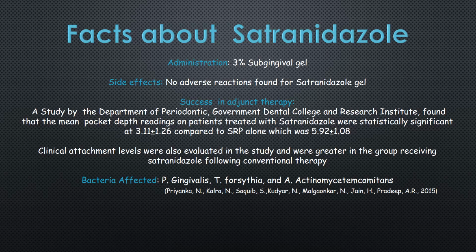Satronidazole is administered in a 3% subgingival gel. No adverse reactions have been found for satronidazole gel. In a study by the Department of Periodontics, Government Dental College and Research Institute, the mean pocket depth readings of patients with satronidazole gel administration were significantly improved compared to SRP alone. Clinical attachment levels were also increased. The bacteria affected most by satronidazole include P. gingivalis, T. forsythia, and AA.